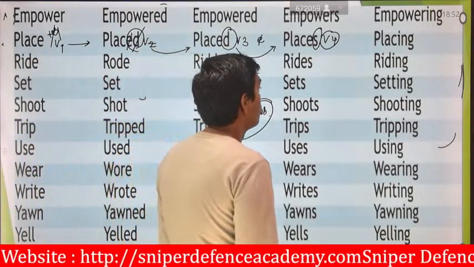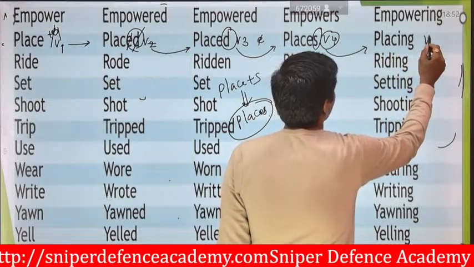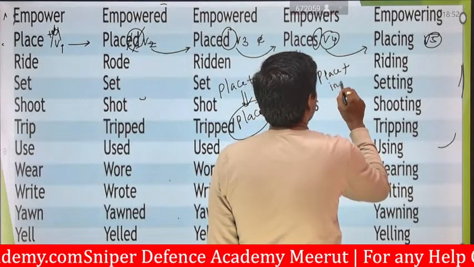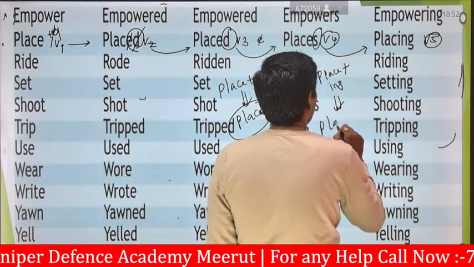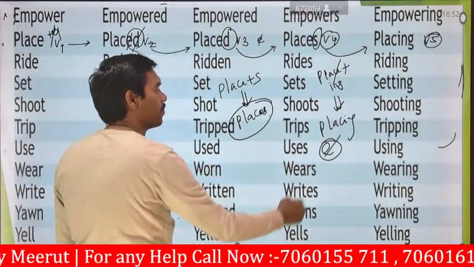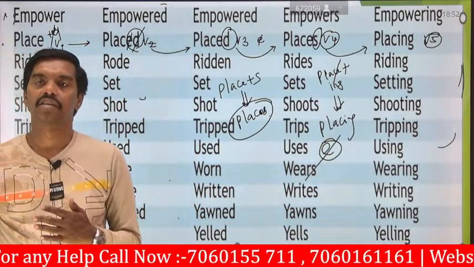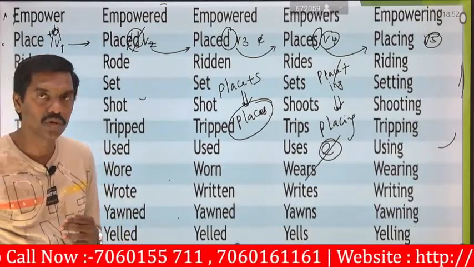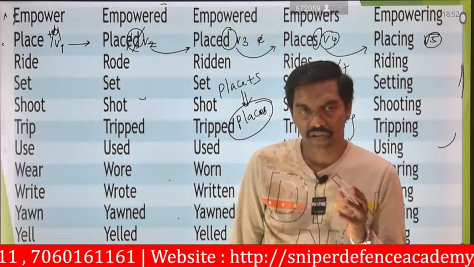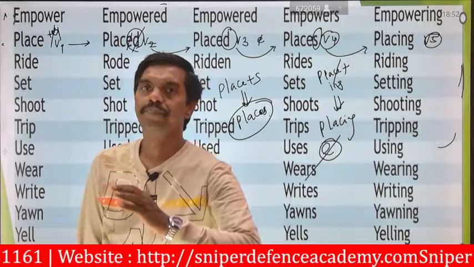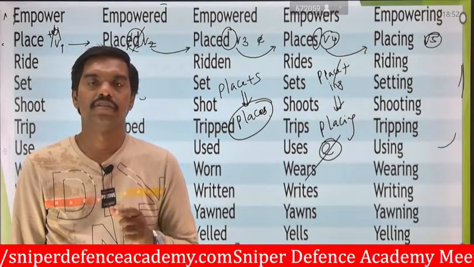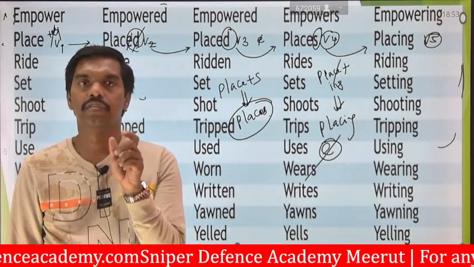And finally, V4 to V5, place plus ing gives placing. Here also the E remains silent. Once I say that you are going to add S, don't add S as it is. Just see whether this word gives a vocabulary or meaning to the concerned sentences. Each and every word should give meaning.